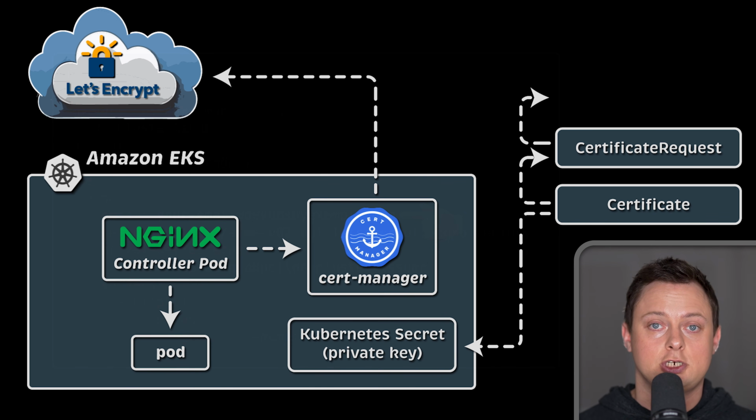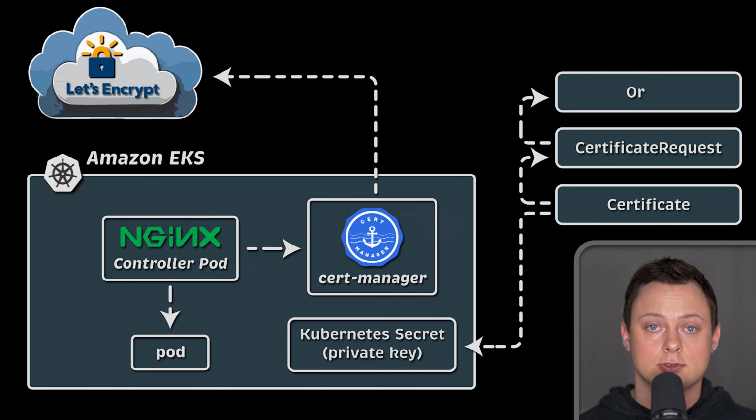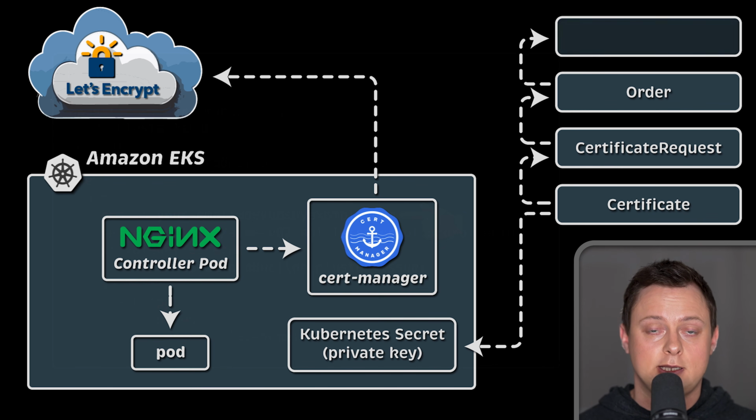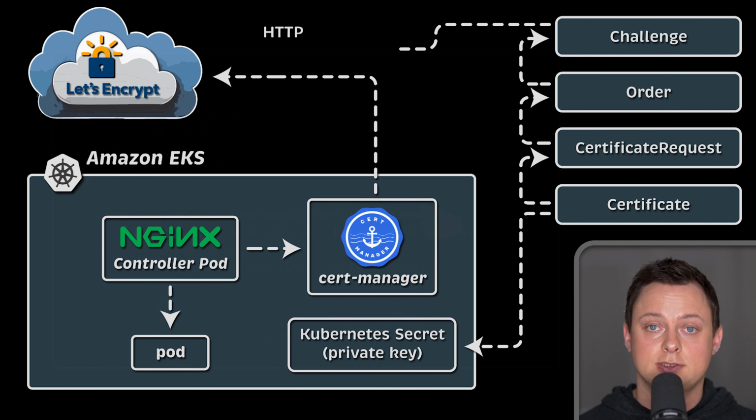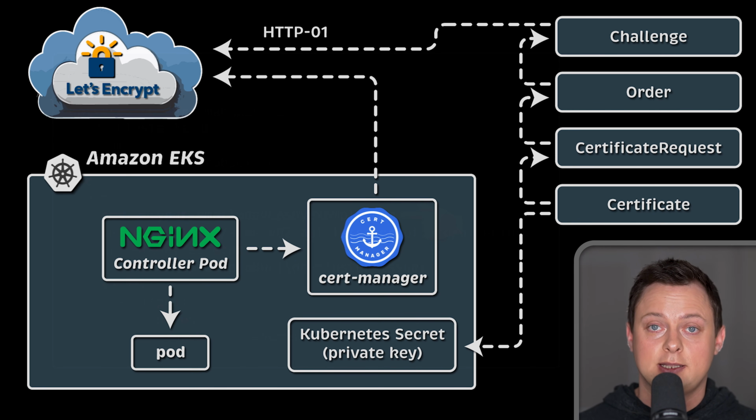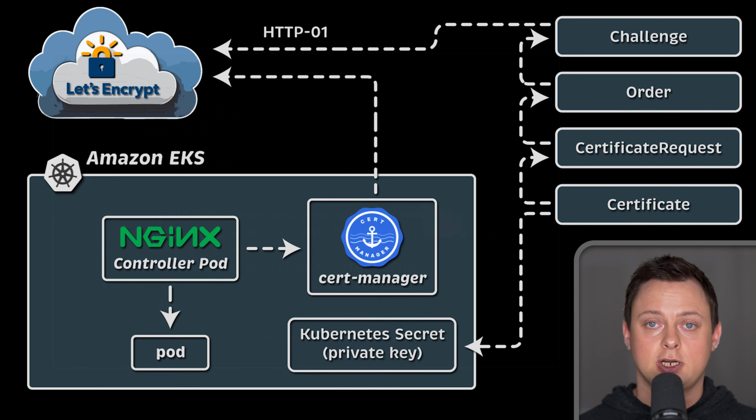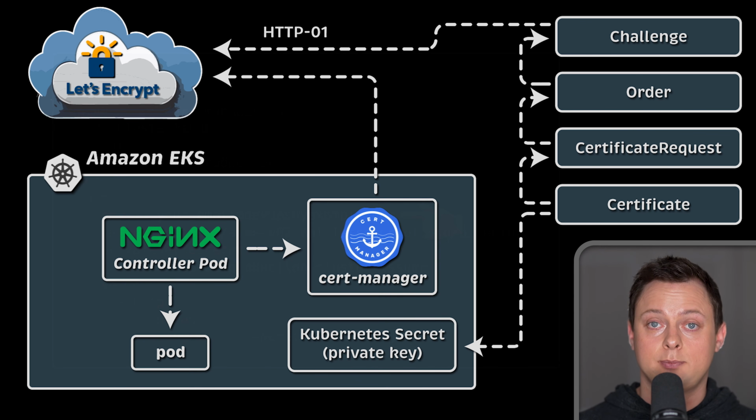Then Cert-Manager will create another custom resource called an order. Finally, the order custom resource will create a challenge. There are two main challenges that you can use. HTTP 01 is the simplest one to configure. Cert-Manager will obtain a secret token from Let's Encrypt and expose it on a custom path on your domain. Then Let's Encrypt will verify it and issue a certificate.